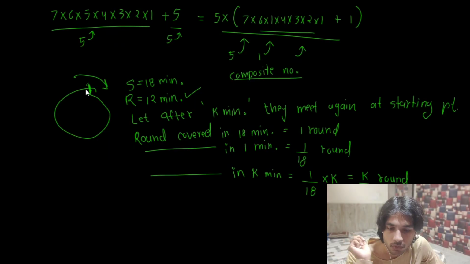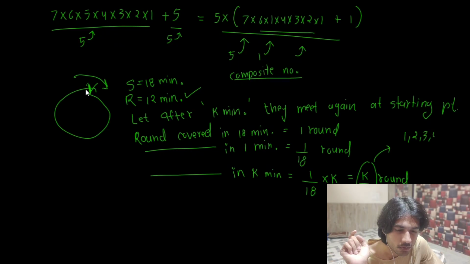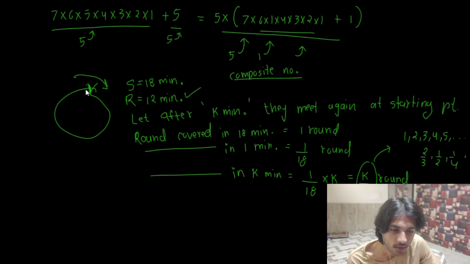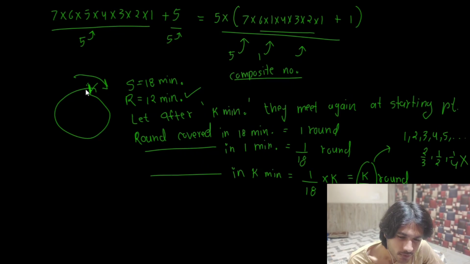Now be very careful that after k minutes they meet again at the starting point. Suppose I start from the starting point, then I cover one round. Then if I have to reach again at the starting point, it will be two rounds. Again, three rounds. What you are noticing is that to be back at the starting point, I'm only covering rounds in natural numbers, right? So this can't be a fraction. This has to be a natural number of the form 1, 2, 3, 4, 5, 6. It can't be a fraction like 2 by 3, 1 by 2, 1 by 4. This can't be true.